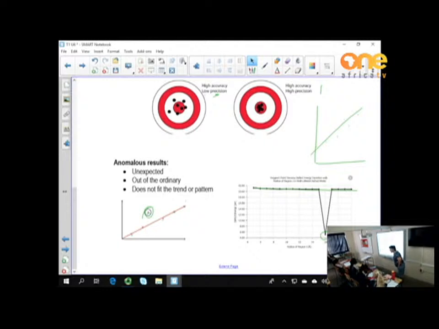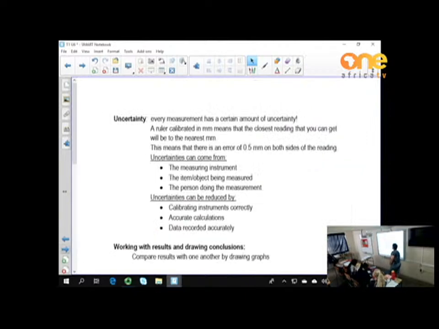You ignore it. You ignore an anomalous result. Don't let it confuse you. If you've identified it as being an anomalous result, we know it's incorrect for whatever reason, so you don't want to make your readings inaccurate by using it. Okay? You understand?